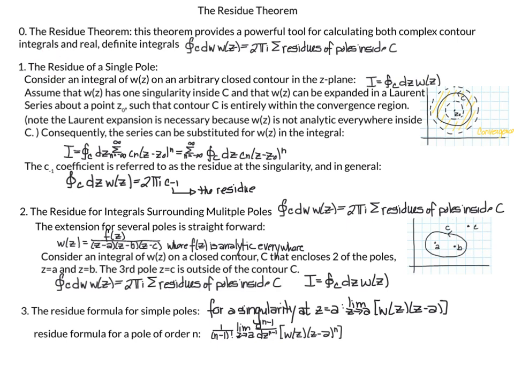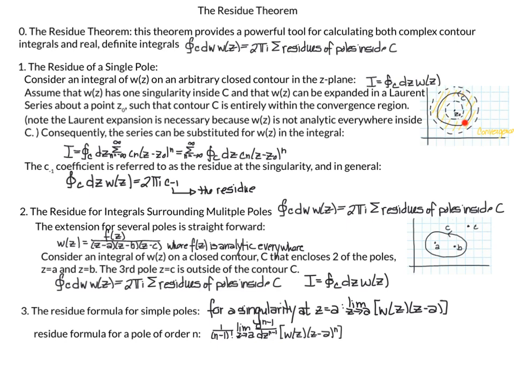So we'll consider an integral of a function w of z on an arbitrary closed contour in the z-plane. So here is our integral over C of our function w of z. Assume that w(z) has one singularity inside C and that w(z) can be expanded in a Laurent series about a point z0, such that contour C is entirely within the convergence region. So this is our picture here.